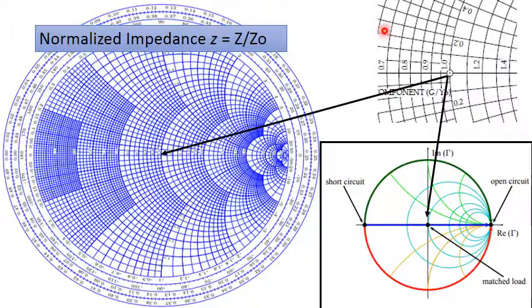Then the most important thing is that on the Smith chart we always plot the impedance. The first and foremost step is to plot the impedance, and we always plot it in normalized form. Whichever impedance we have, we always divide it by the characteristic impedance. That is our normalized impedance, and we plot the normalized impedance.